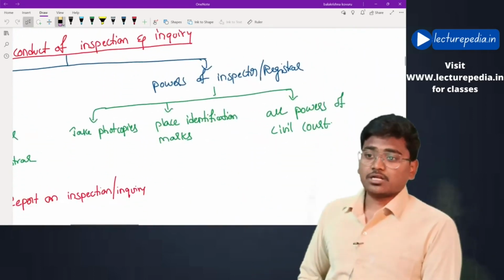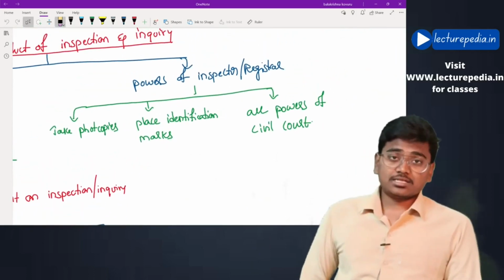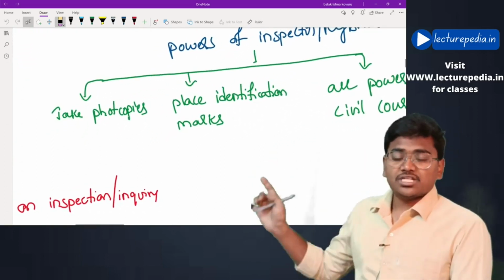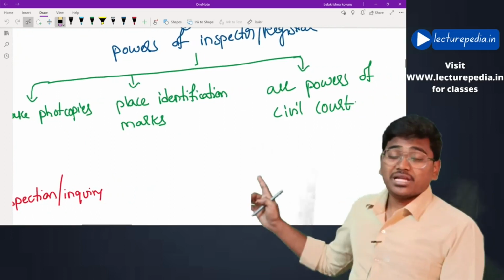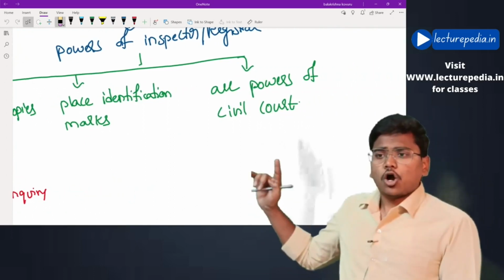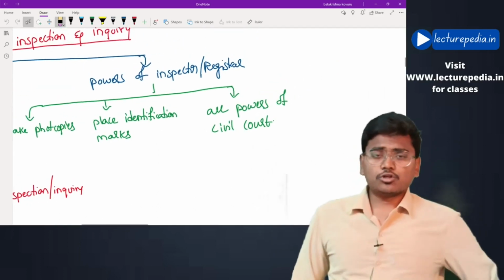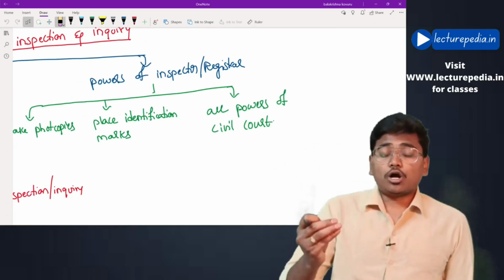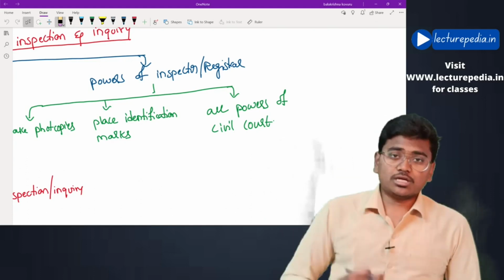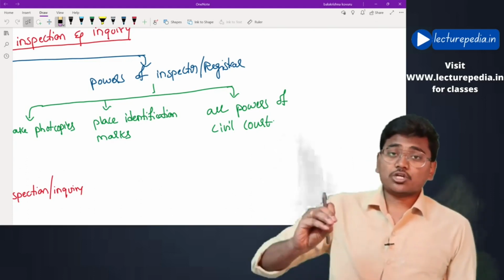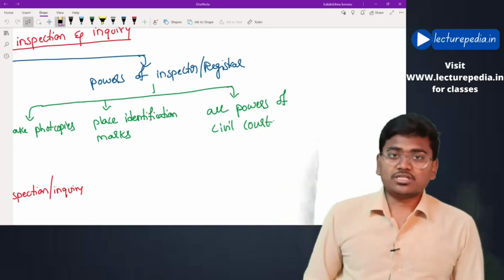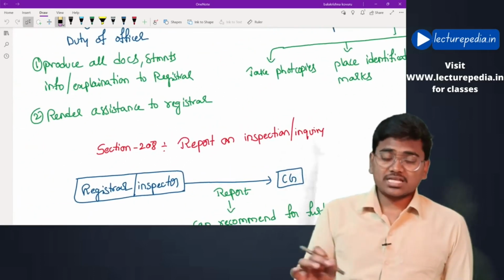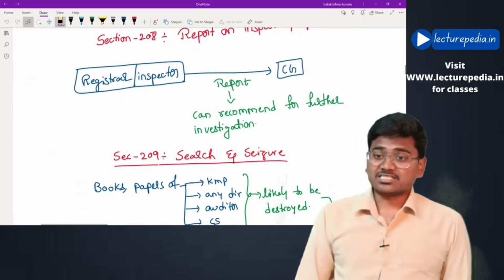Next, powers of the inspector or registrar. What are the powers of the inspector or registrar during inspection and inquiry? They have power to take photocopies of the documents or books of accounts of the company, place identification marks on the books of the company, and all powers of the civil court. What are the powers that the civil court will be having? Power to examine on oath, and power to order for producing the books of accounts. All these types of powers which are available with the civil court are also available with the registrar and inspector during the inspection and inquiry. Those are powers and duties during inspection and inquiry. Next, section number 208.